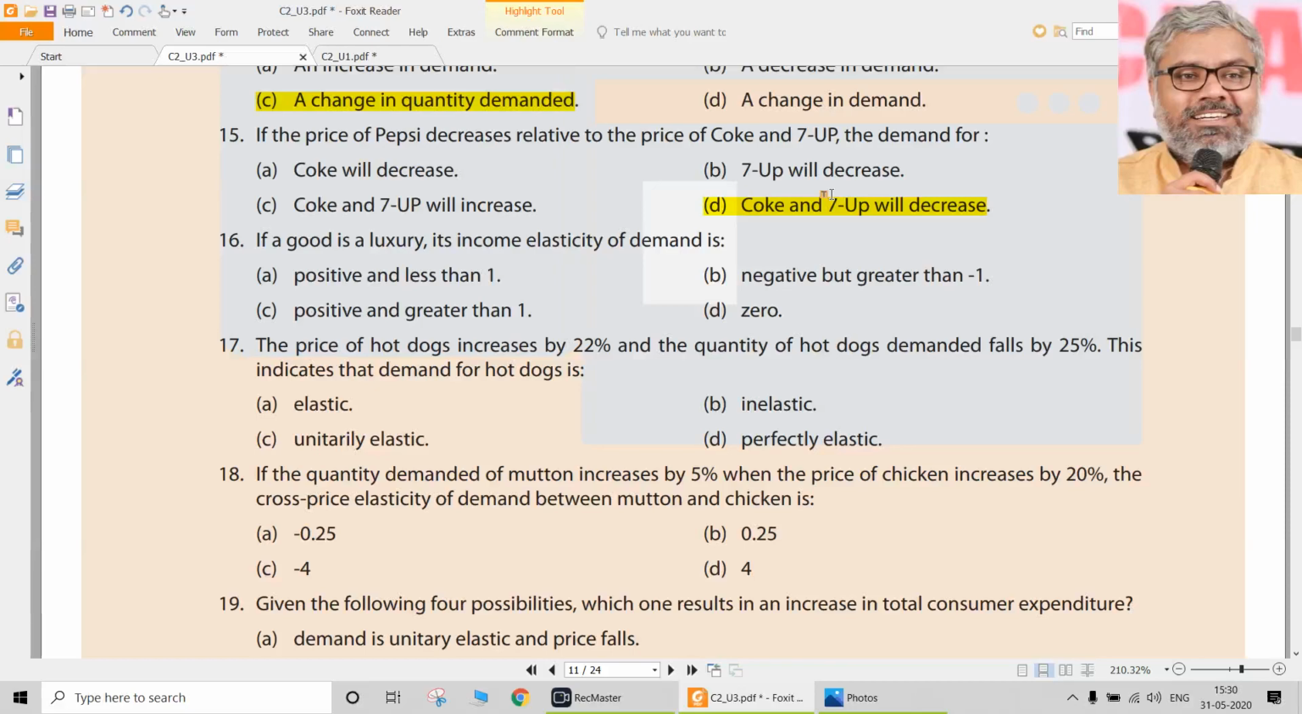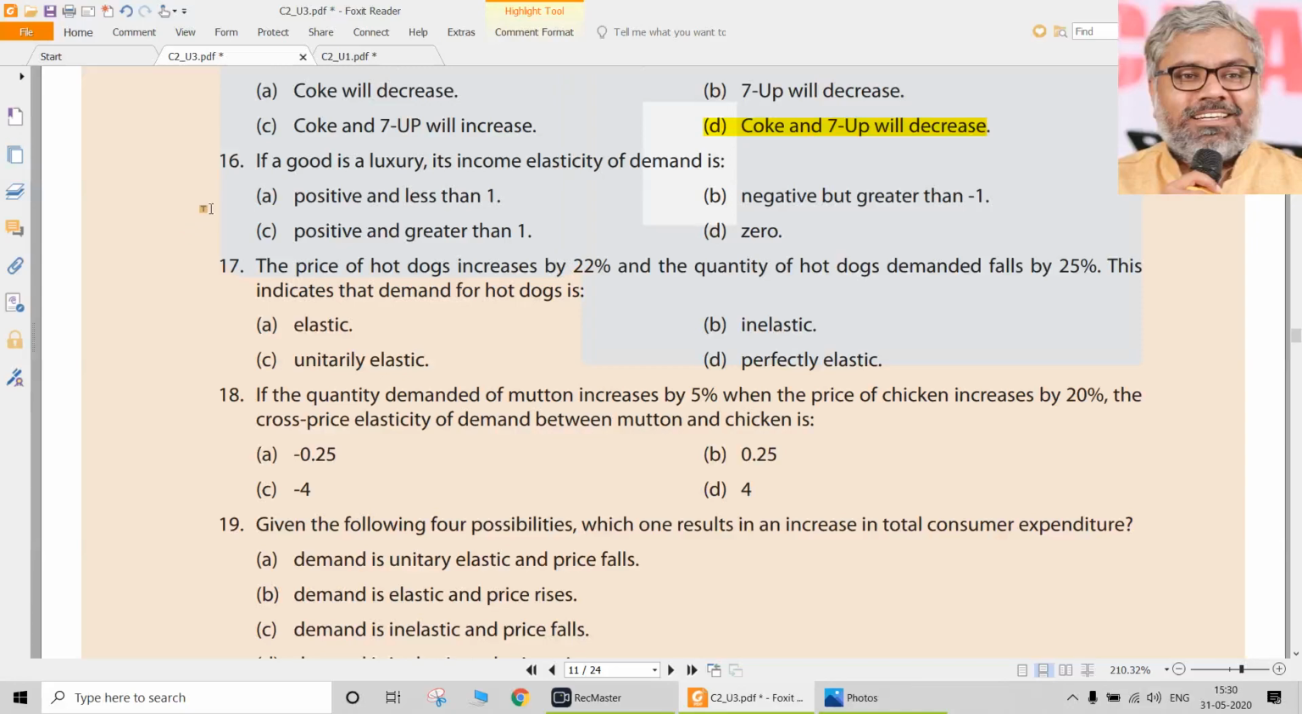Definitely, Pepsi is on one side, Coke and 7-Up are on the other side. They are substitutes. When the price of Pepsi decreases, naturally, the demand for substitutes also will decrease. That's what we are talking about. So, Coke and 7-Up demand also will decrease. Option is D for question number 15.